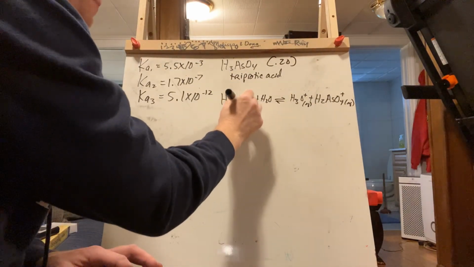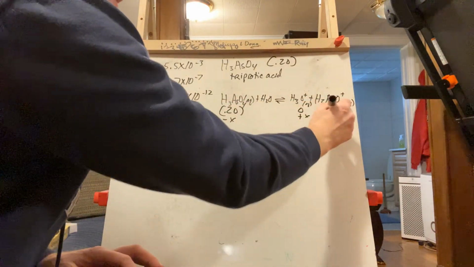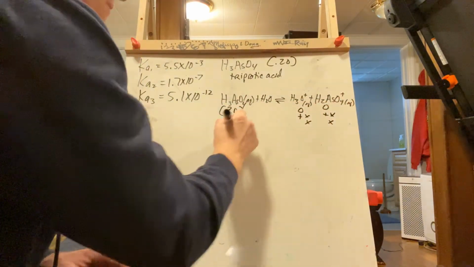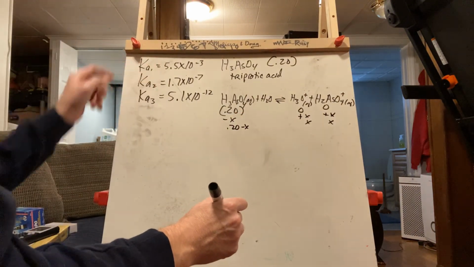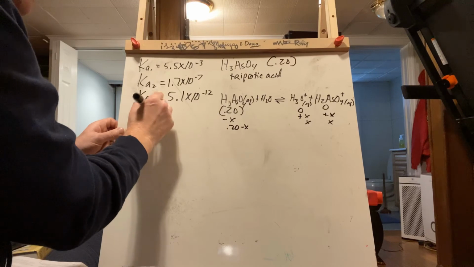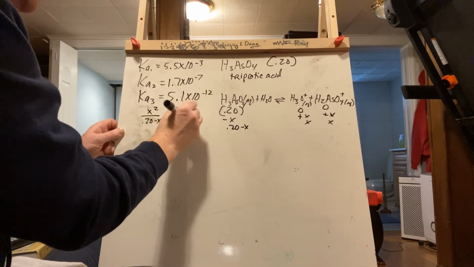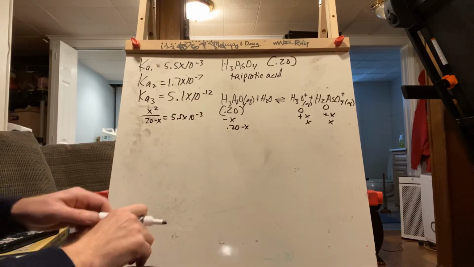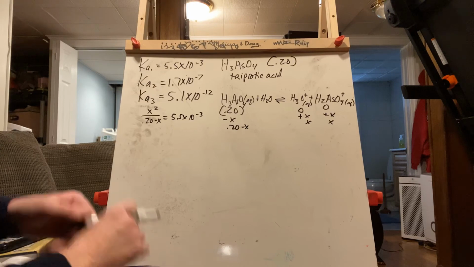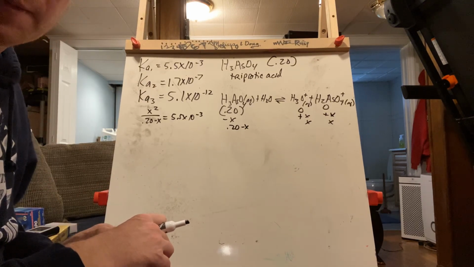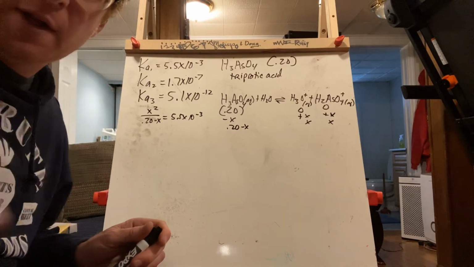So it's 0.2 here, 0, 0, minus x, plus x, plus x, and x, x, and 0.20 minus x. I don't think this is small enough to make that approximation, so I have to go x squared over 0.20 minus x equals 5.5 times 10 to the negative third. And I'm going to have to get my TI-89, so I'm going to stop this, and then I'll start it again.